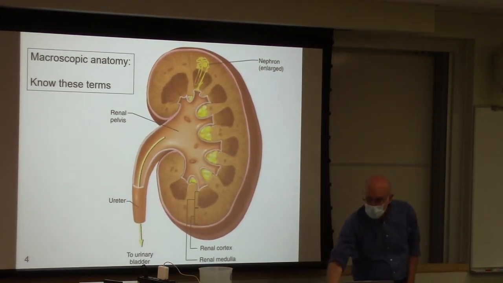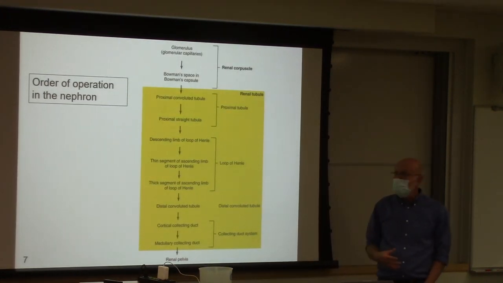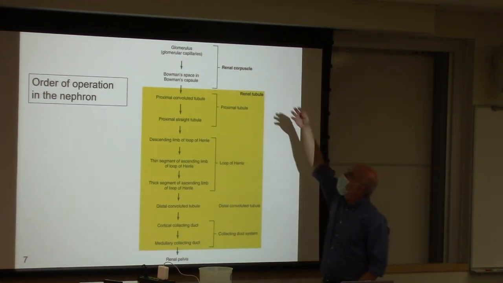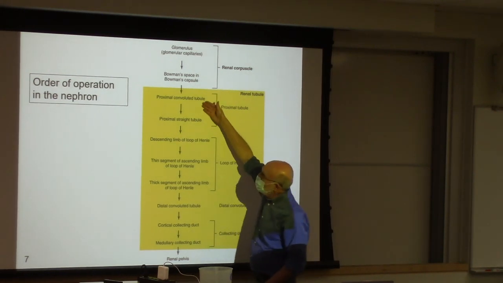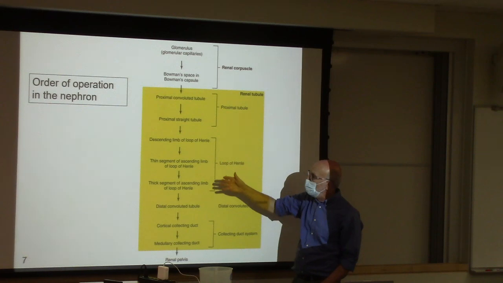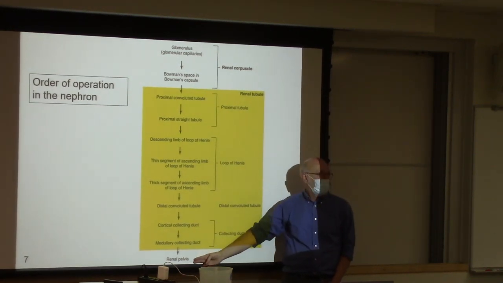Okay? So here is a flow chart of operation. I think I'll just skip through it and you can use this as a review, right? We start with filtration, then we go through the proximal tubule, the loop of Henle, the distal tubule, the collecting tubule, and then urine.